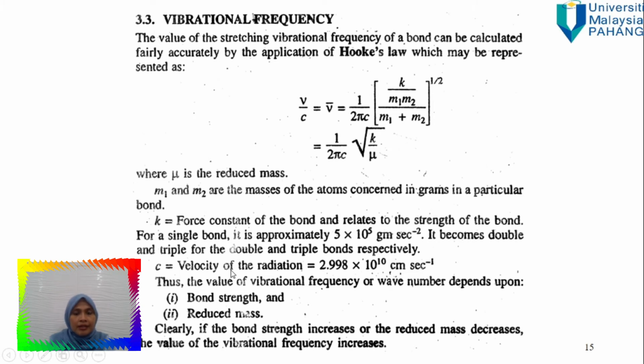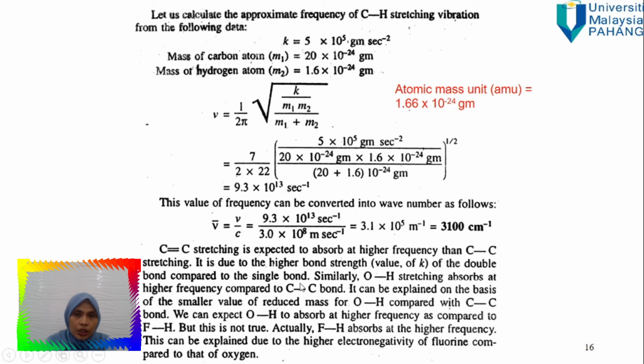So after understanding Hooke's law with the frequency, let's go through the calculation using Hooke's law directly. And this is the formula. Just now, wave number is equal to 1 over 2 pi c times the square root of k divided by mu. So k is the force constant, which we relate to the bond strength. When the bond strength increases to double or triple bond, this value will increase to double or triple. c is the velocity of the radiation, which will be given, and the mass will also be given. Let's see how to calculate based on Hooke's law.